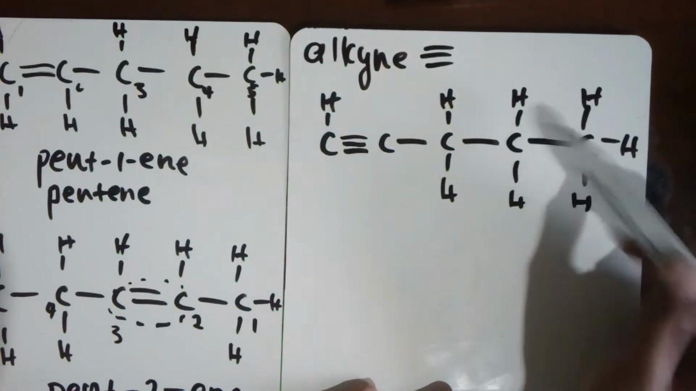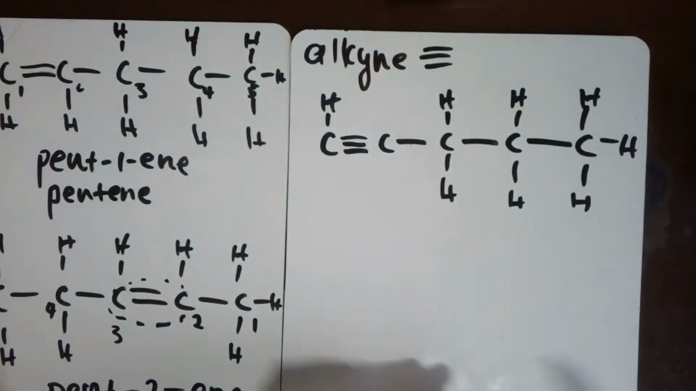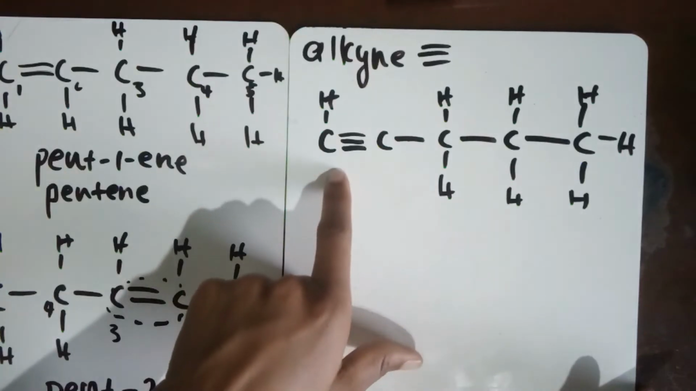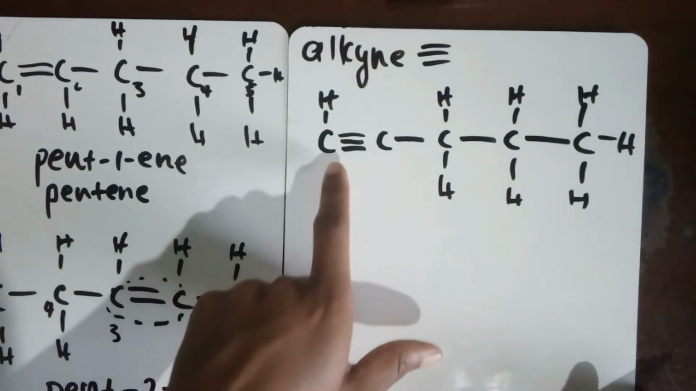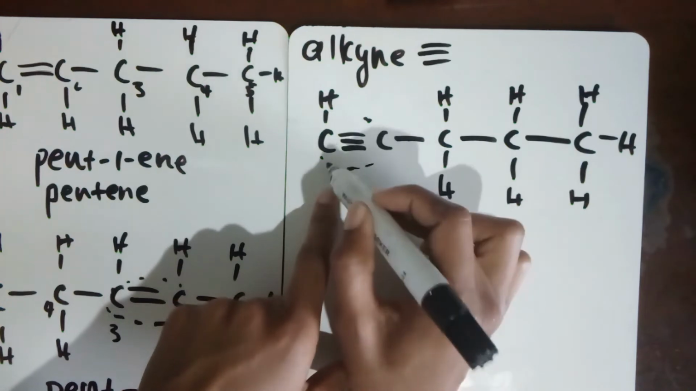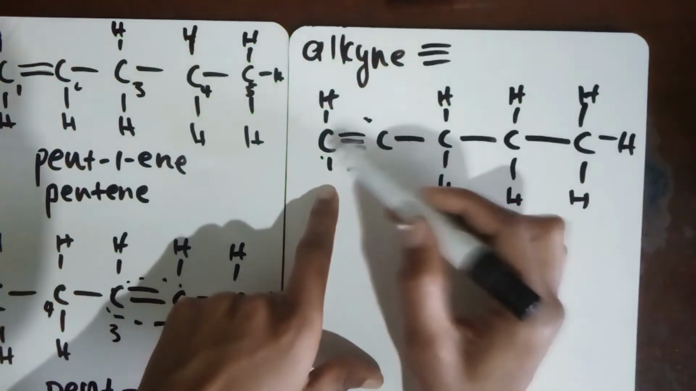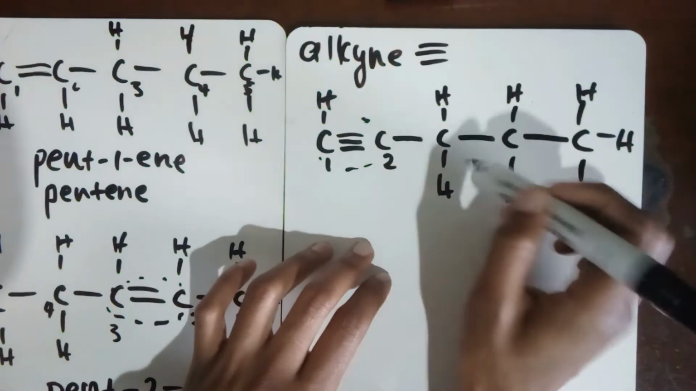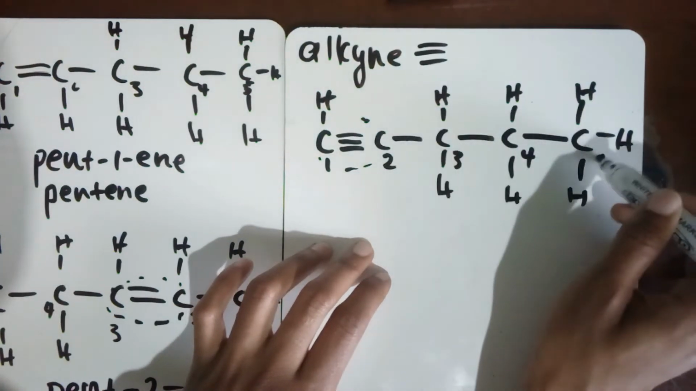1, 2, 3, 4, 1, 2, 3, 4, right? So that's quite important. All right. So we start our numbering at the carbon nearest to our functional group. Here the functional group is an alkyne. So if we compare this carbon and this carbon, this is the carbon nearest to the functional group. So it's going to be 1, 2, 3, 4, 5, right?